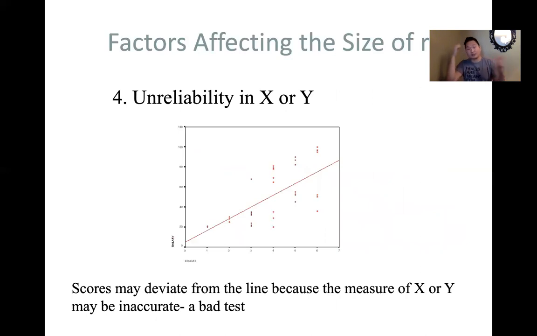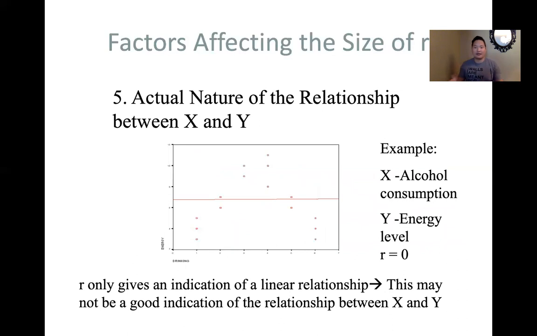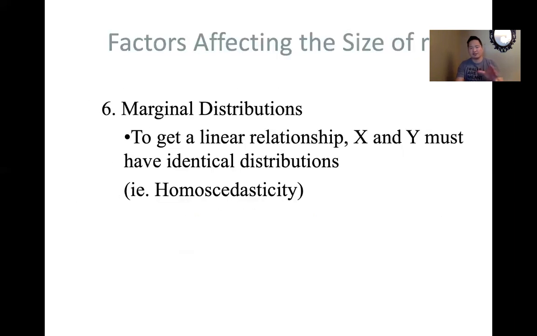Unreliability in your X or your Y measure, remember, reliability is consistency. So if your measurement is inconsistent, it's going to screw up your correlations. You need reliable measures, and we'll come to that in just a minute. And then, of course, the actual relationship between X and Y. Whatever it is in real life, that's the biggest driver. So all these things can kind of futz with your relationships, but the big take-home point here is there are factors that affect the size of your correlation and thus your regression. There are marginal distributions too, but we're not going to get into that too much.